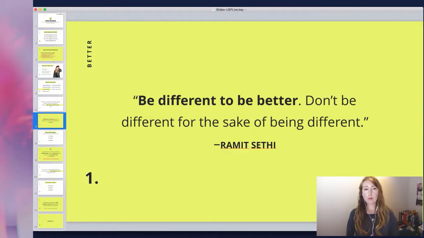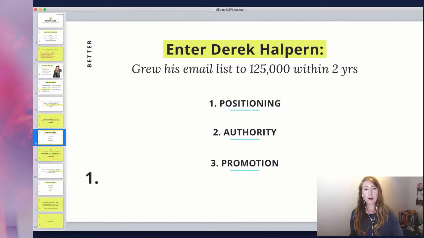Different is better than better, but as Ramit Sethi said, don't be different for the sake of being different. Be different to be better. Let's talk about how we can do that. So I'm sure you've heard of Derek Halpern, right? He's the CEO behind socialtriggers.com. But did you know that he grew his email list to, I think, over 125,000 in less than 2 years? Yeah, I didn't know that either.